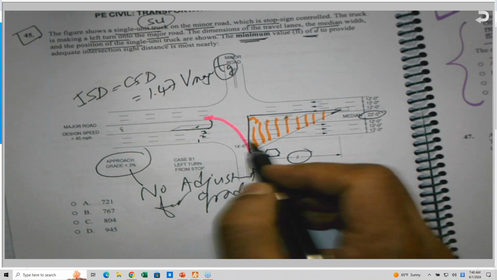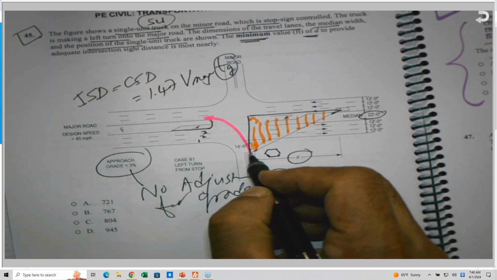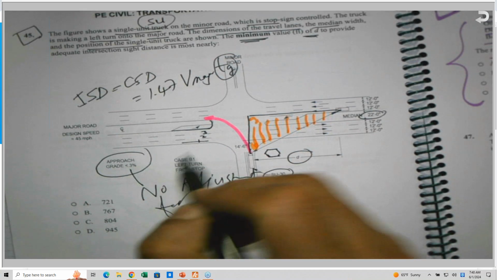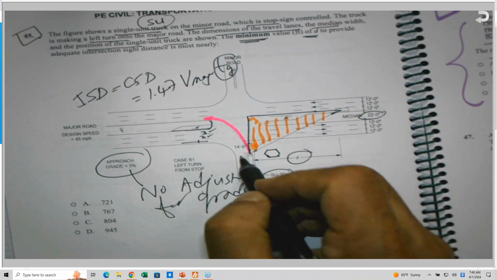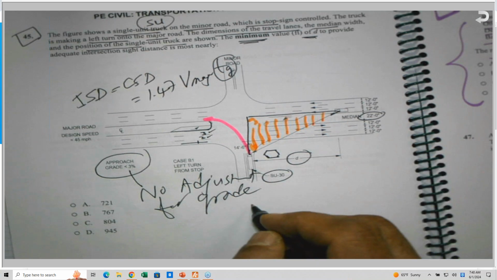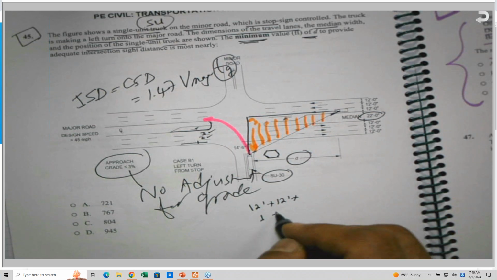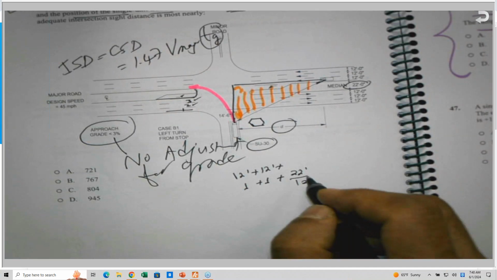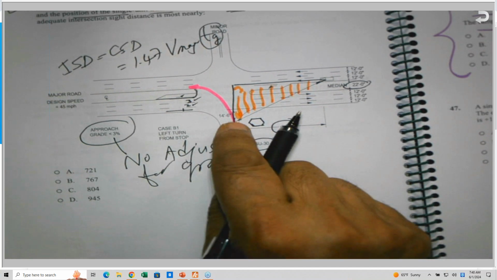So right now I need to count how many lanes will be crossed in addition to, he's supposed to cross only one lane. So the one lane is this one here. So this is gone. So I have 2 extra lanes that this vehicle has to cross, and the width of the median, which is 22. So I have 12 feet plus 12 feet, which is 1 lane plus 1 lane, plus 22 feet divided by 12. I will convert. So this will be the number of the additional lanes.